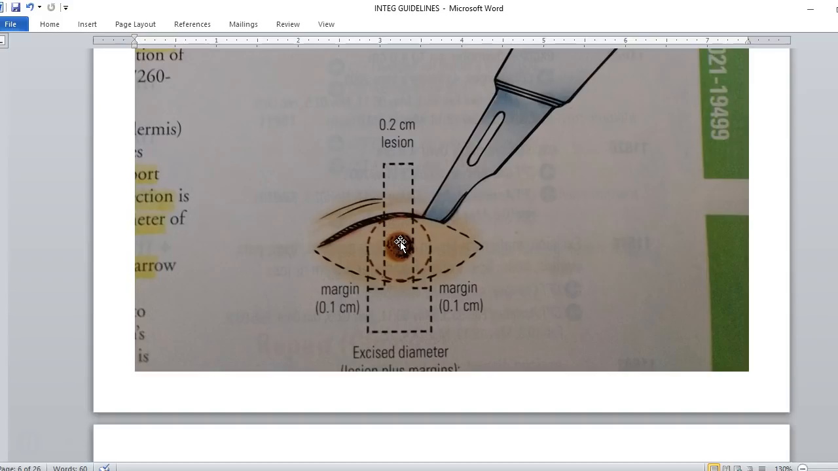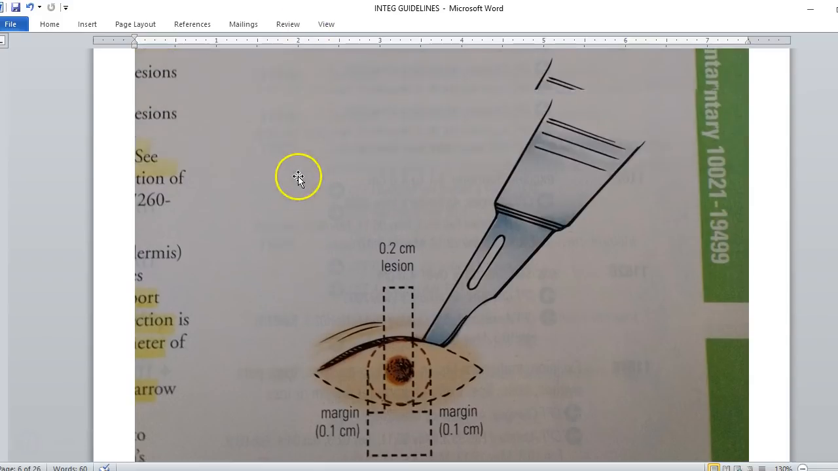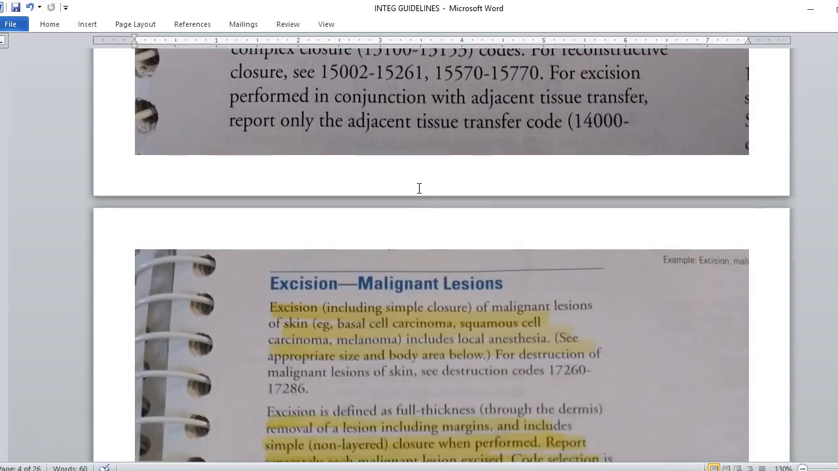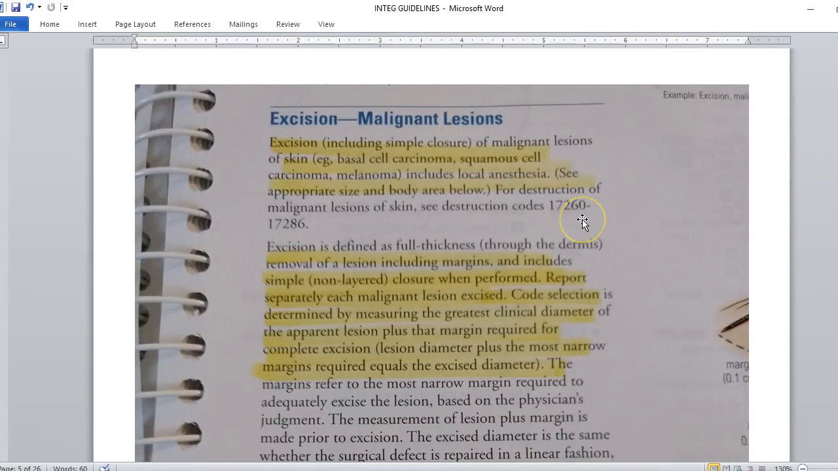But again, they have to either give us the entire diameter of both the margin and the lesion, or they have to give us both the diameter of the margin and the lesion so that we know how to calculate this properly so they get the proper reimbursement. Now, one of the things that you'll notice is that underneath all of our benign lesion excisions, we again have different anatomic sites. So code 11400 is for trunk, arms, or legs. 11420 is scalp, neck, hands, feet, and genitalia.